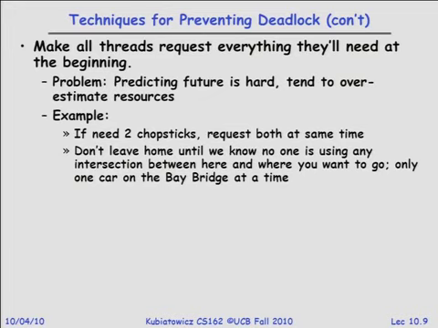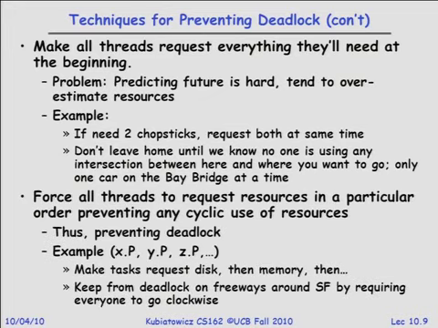Here's another option. You force all resources to be requested in an order. You take all resources in the system, you sort them, and you never request resources out of order. So you ask for an X and then a Y and then a Z and then a Q and then a W, whatever. Why does that eliminate deadlock?